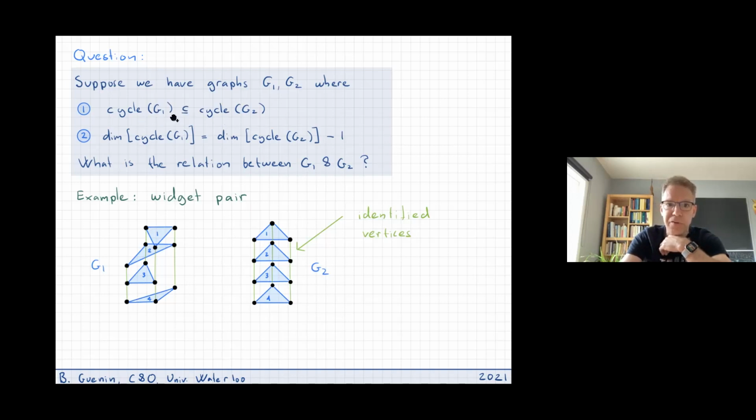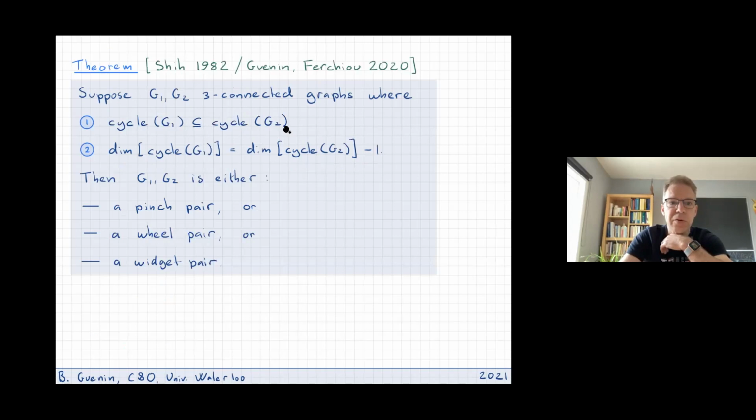The cycle space of the first graph will be contained in the cycle space of the second graph, and the dimension will differ exactly by 1. And can you do anything else? And the answer is no. And this is what Xi proved.